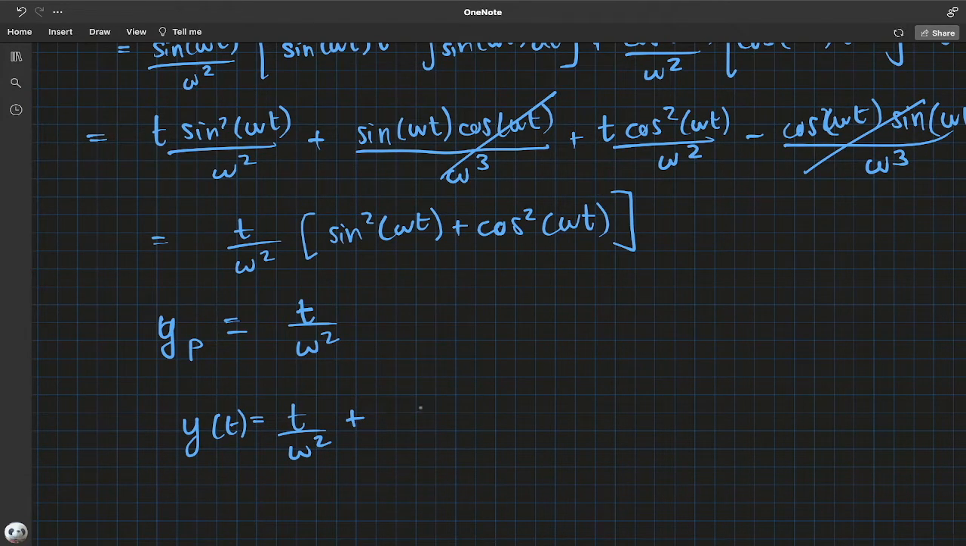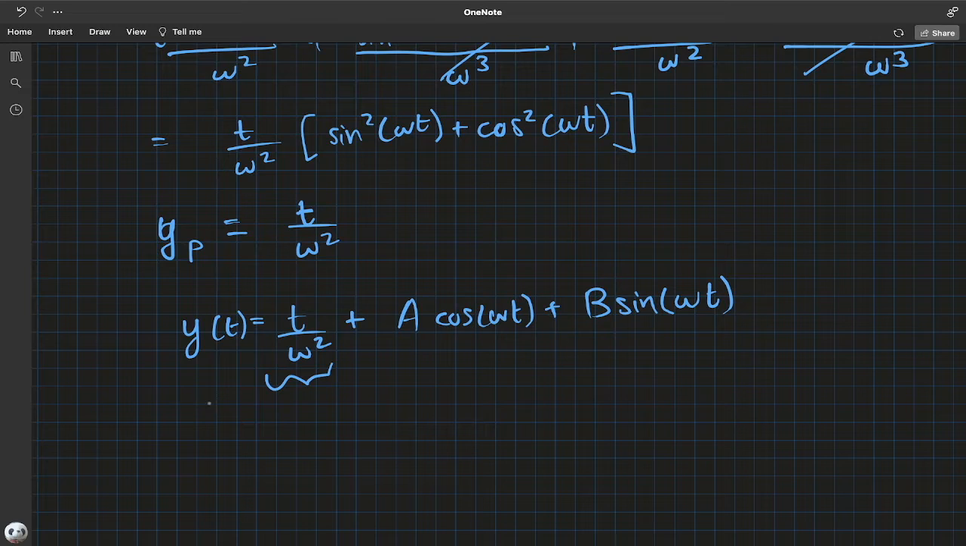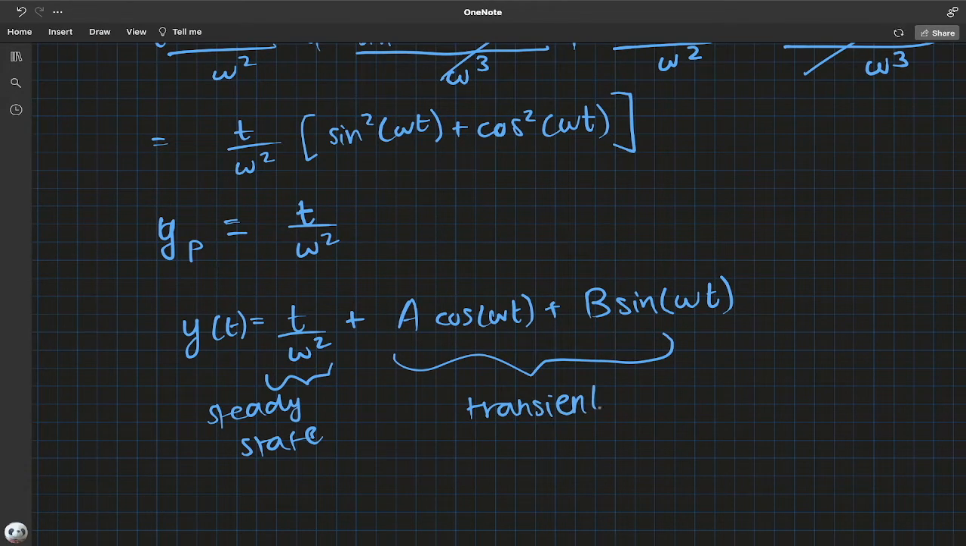and some arbitrary linear combination of the homogeneous solutions. So say a times cosine of omega t plus b times sine of omega t. The 1 over omega factor, I'm just absorbing into the coefficient b. And so this is the steady state solution, if you think of this as an oscillator, and this is the transient solution.